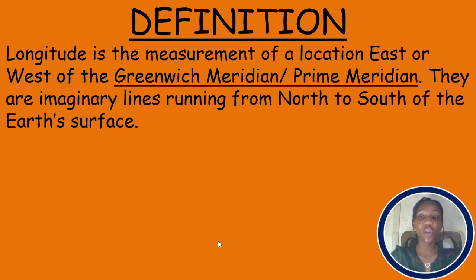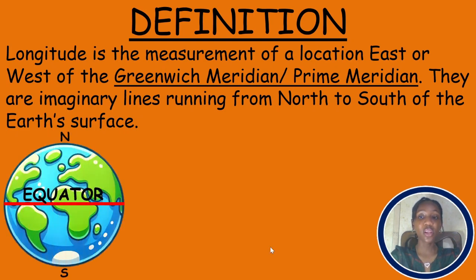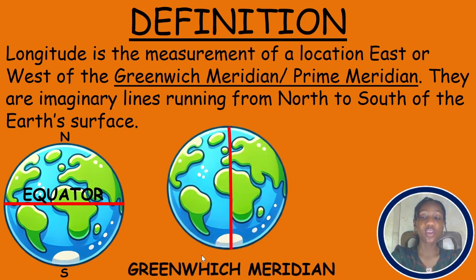First, let's define the keyword in our definition, which is Greenwich meridian or prime meridian. This is an imaginary line that divides the Earth into equal halves, similar to the equator. But while the equator divides the Earth horizontally into northern and southern hemispheres, the Greenwich meridian divides the Earth vertically into eastern and western hemispheres. So back to our earlier definition, longitude is the measurement of a location east or west of the Greenwich meridian or prime meridian. Lines of longitude are also called meridians.